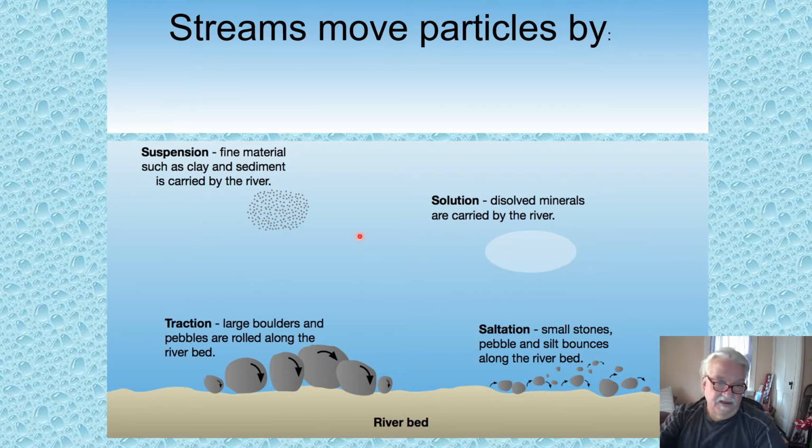Okay. Next, we have suspension. This is the fine stuff carried. That's why a stream looks brown, because it's carrying suspended sediment. It's not always polluted when it's brown. It's just carrying dirt. And saltation is the bouncing along the bottom of slightly bigger particles. And traction is the rolling of bigger particles still. For all of these, the more water and the faster it's moving, the more of this it can do.